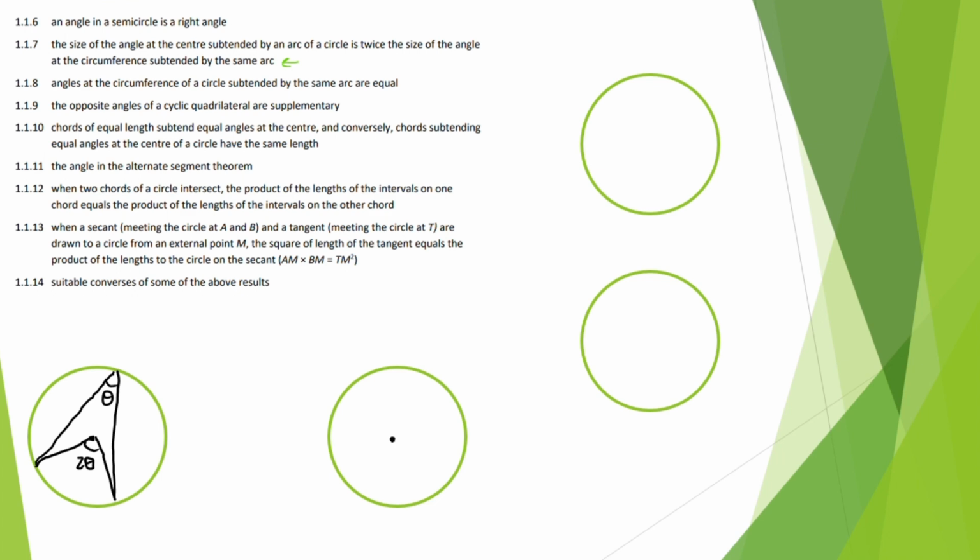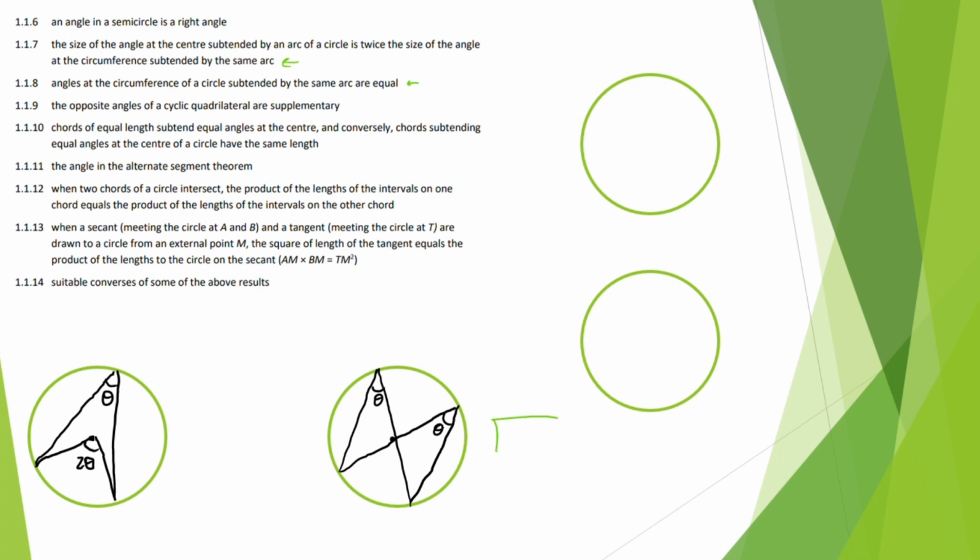Okay? The reason I've introduced this first is that a lot of the other circle theorems actually follow on naturally from that. So if I consider an angle here, and I consider another angle here, then these two angles will be equal to each other. And this makes sense because they will each be half of the angle at the center, and each of these are both subtended by the same arc, and if they're both half of the center, then they have to be equal to each other. And so this corresponds to 1.1.8. Angles at the circumference of a circle subtended by the same arc are equal. Okay?